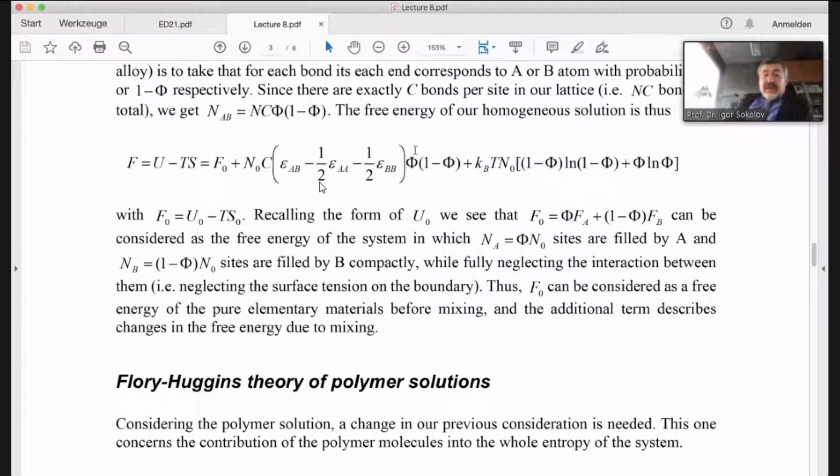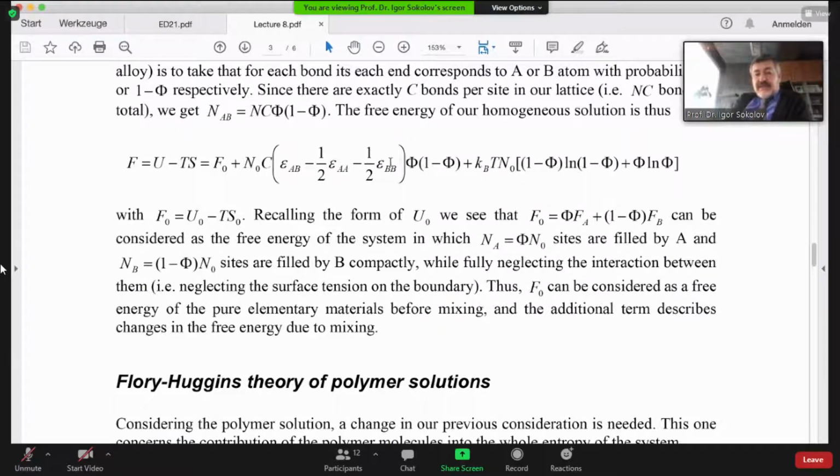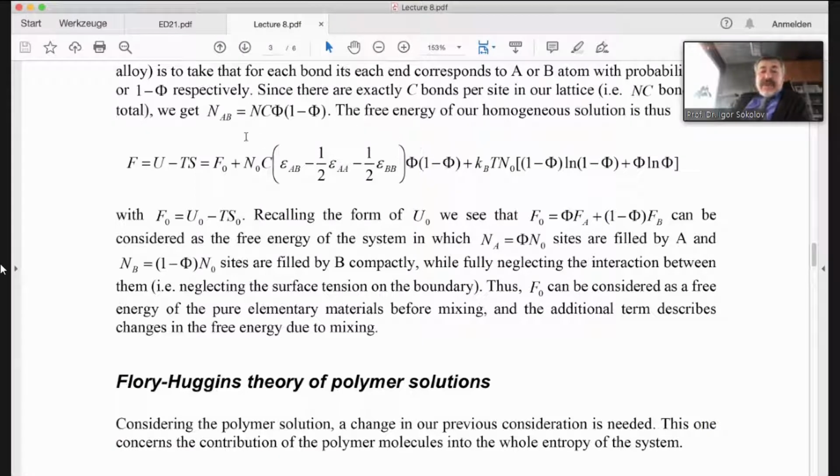Now, since this is uninteresting, I can also divide everything by T, F divided by T, or I can put t on the outside, and then I have this guy divided by t, phi (1 minus phi), and this guy divided by t is called the Bragg-Williams parameter.